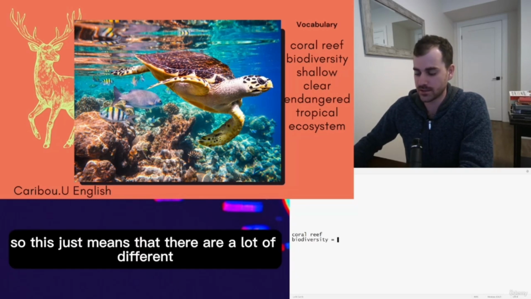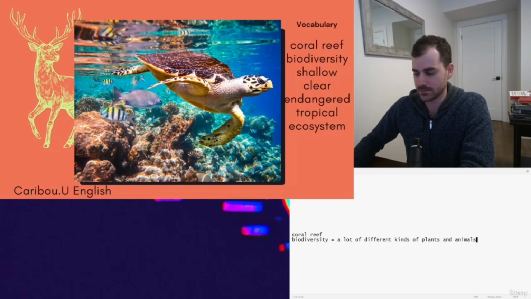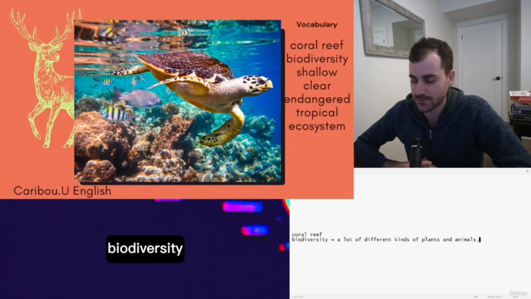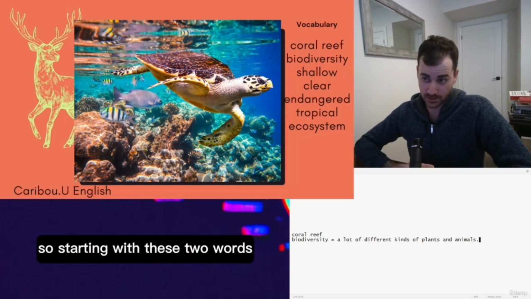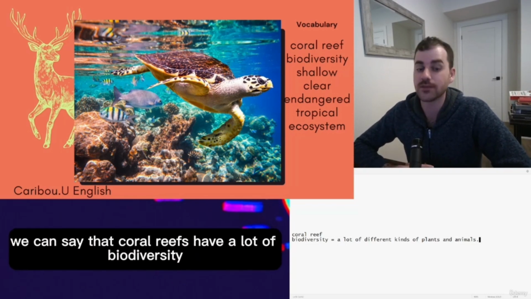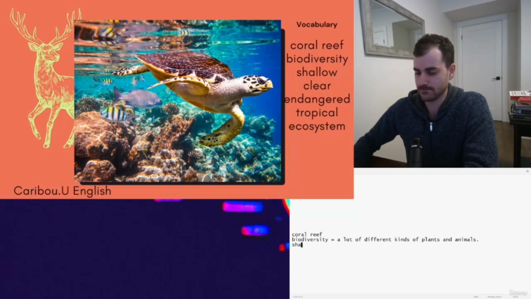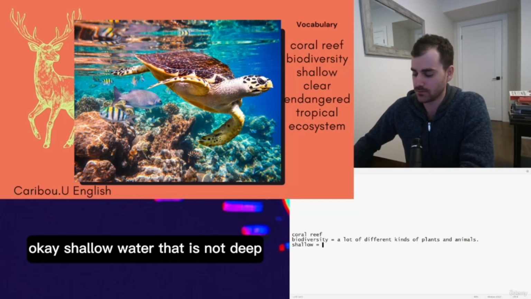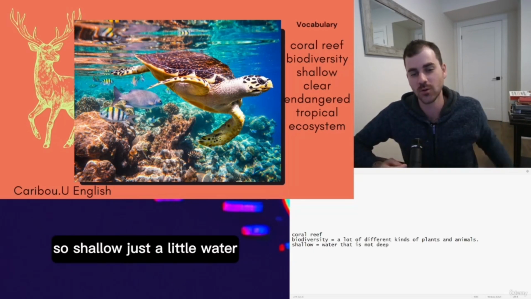So this just means that there are a lot of different kinds of plants and animals. Biodiversity. So starting with these two words, we can say that coral reefs have a lot of biodiversity. Okay, shallow. Water that is not deep. So shallow, just a little water.